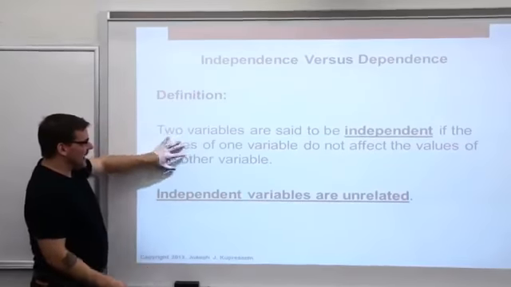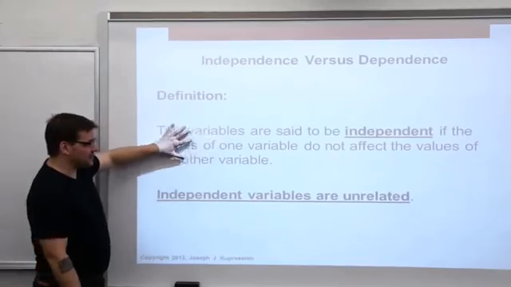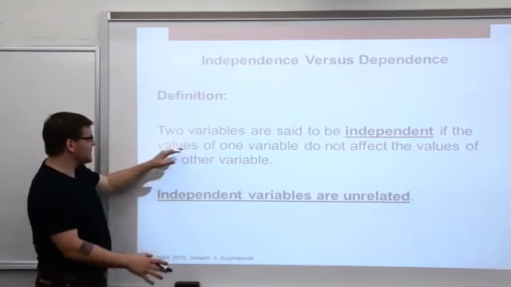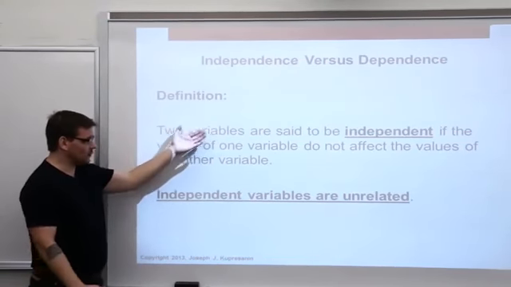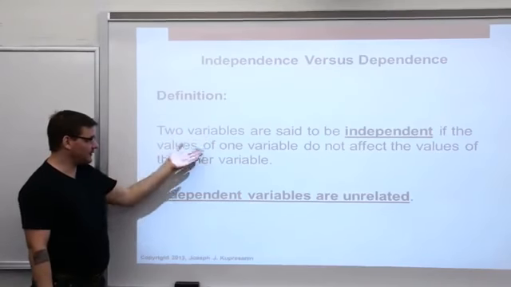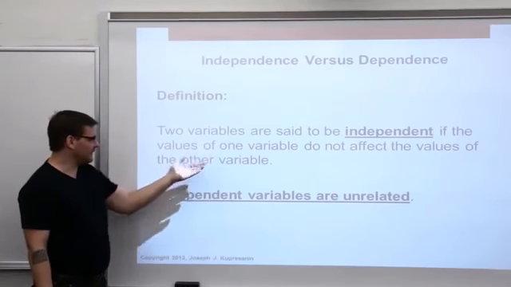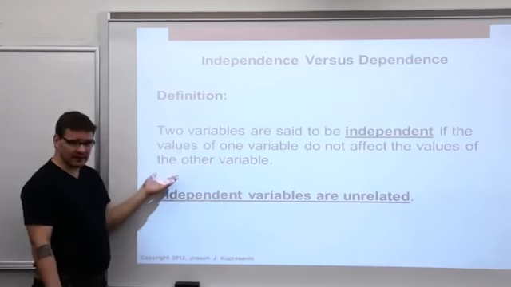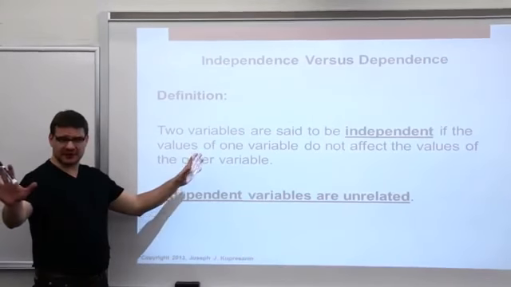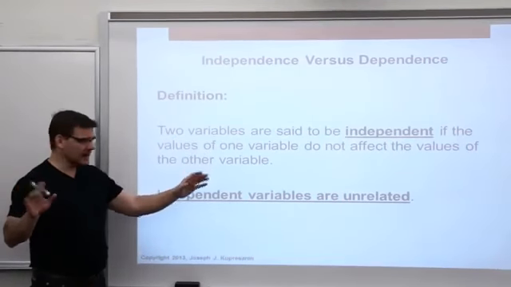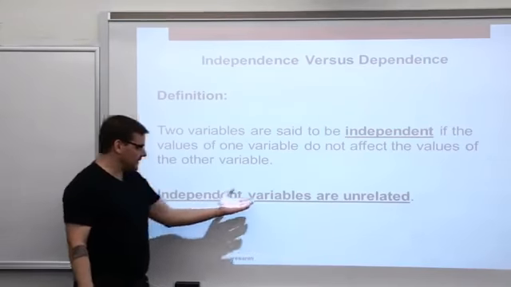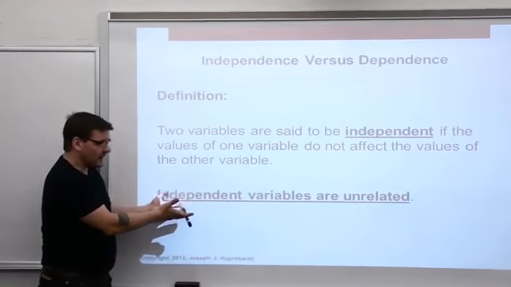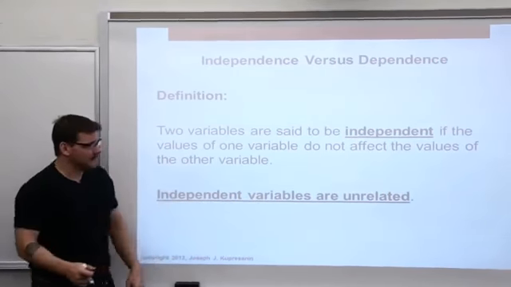All right. I have more of a casual definition of independence, but I think this will do the job. Two variables would be independent if the values of one of them do not affect the values of the other. So independence means they're separated. One has no impact on the other. Independent variables are unrelated, is another way that you could think about it.